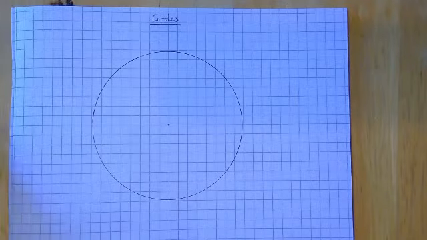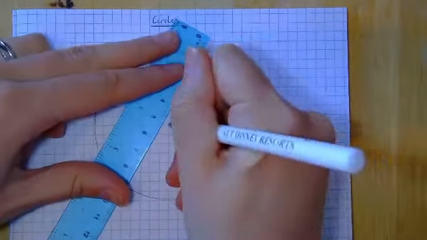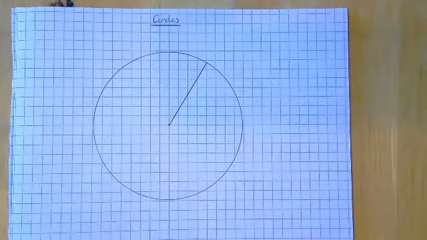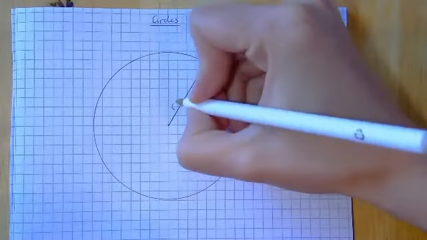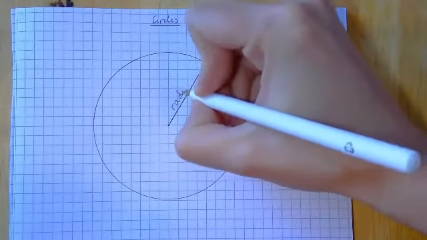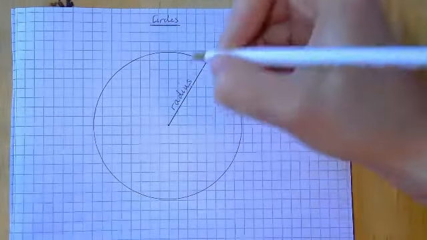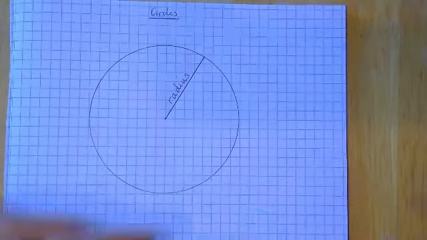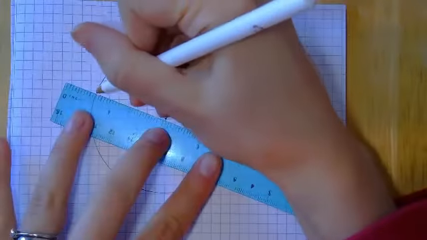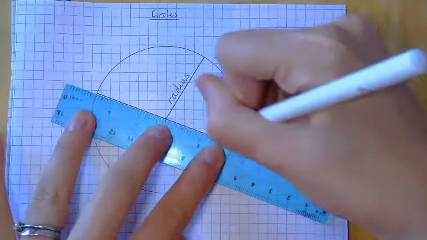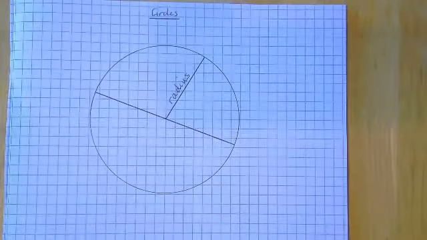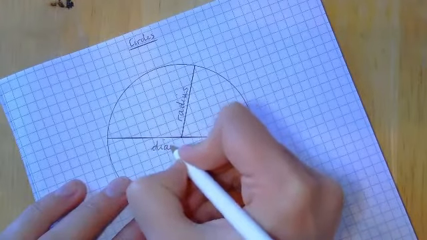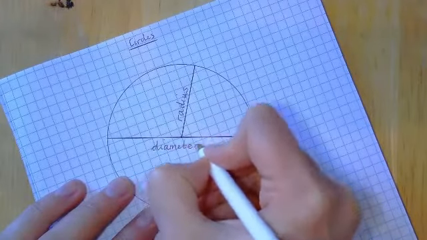There's a few words that we need to label. So, draw me a line from the centre of your circle to the edge of your circle, like that. That line is what we call the radius. And you need to know that. So here's the radius. And then we also need a diameter. Now, a diameter goes all the way from one side to the other side of your circle through the centre. And that's what we call the diameter.